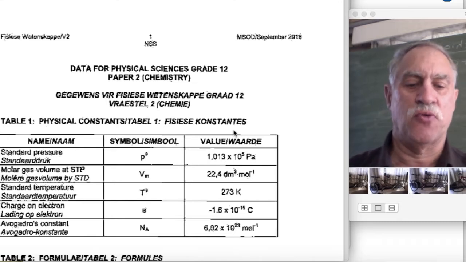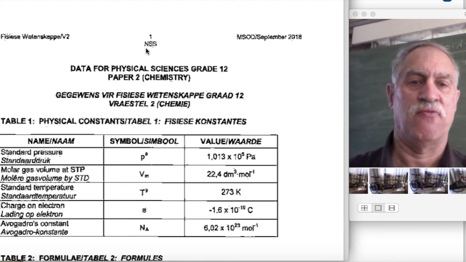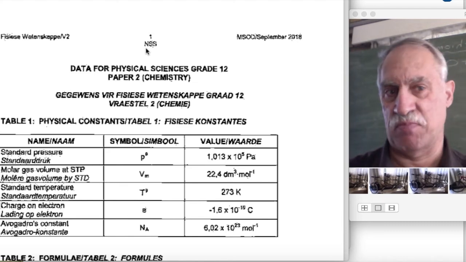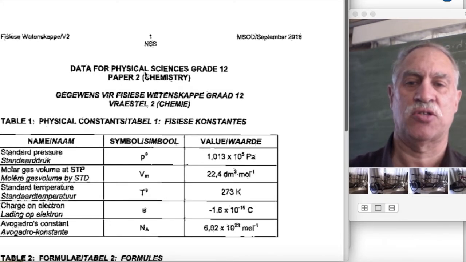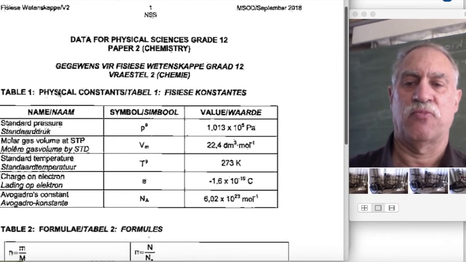But before we can get stuck into that, we first have to look at our BFF, or best physics friend, in this case our best chemistry friend, which is the data sheet. And here I have data for Physical Sciences Grade 12 Paper 2 Chemistry, and then it's got some physical constants.